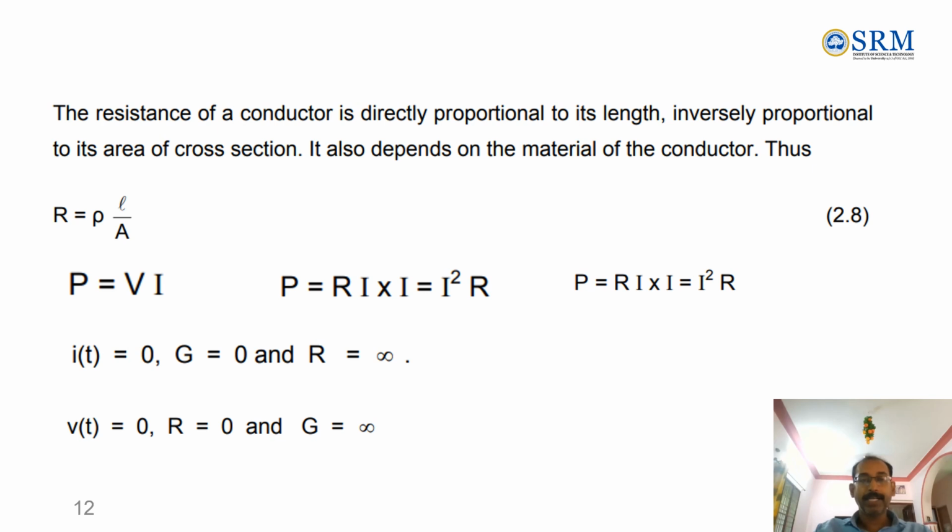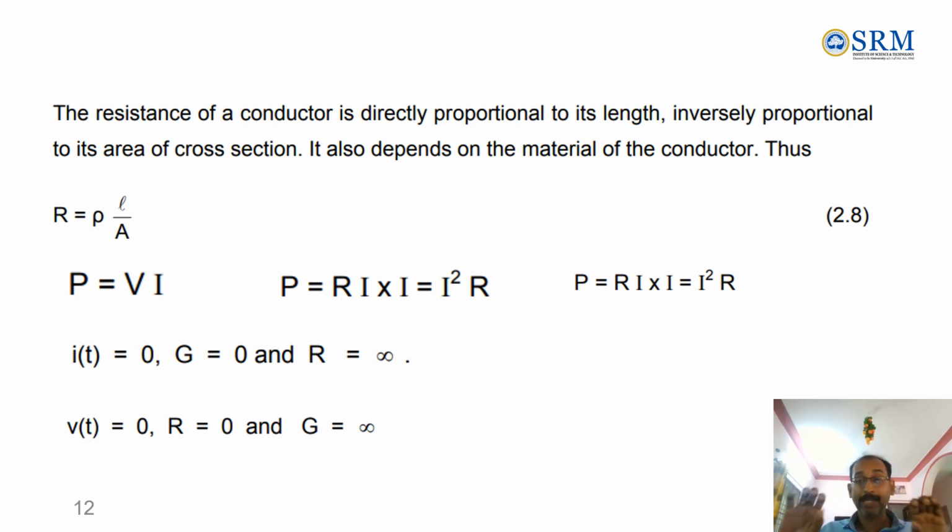The resistance of a conductor is directly proportional to its length and inversely proportional to its area of cross section. It also depends on the material of the conductor. So R is nothing but rho L by A. Rho is the resistivity of the material, L is the length of the conductor, and A is the area of cross section. We assume that the area of cross section is the same along the entire length of the conductor. Assume a 1 meter wire where the area of cross section at the initial side is one value; if at the other end it is different, then Ohm's law is not applicable as such. So we assume that the area of cross section is the same.